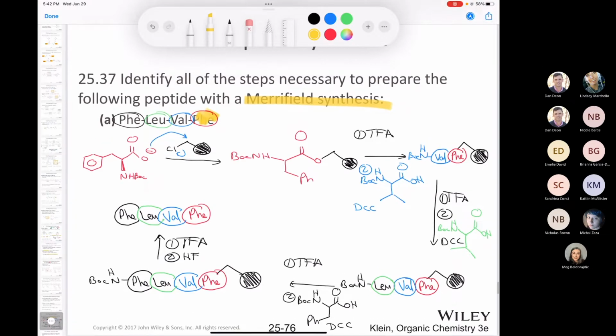And one thing that I'll put in here, a student asked me this, I just noticed this in my notes, is that you can assume you have N-Boc protected amino acids. All right, you can just assume that you've got those, that they're there, they're at your disposal, and that you can use them as much as you want.